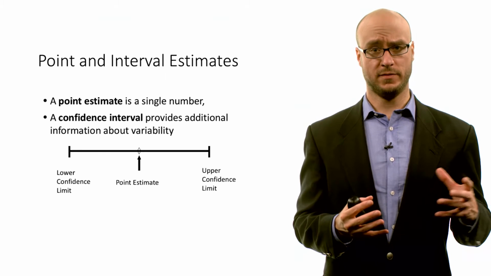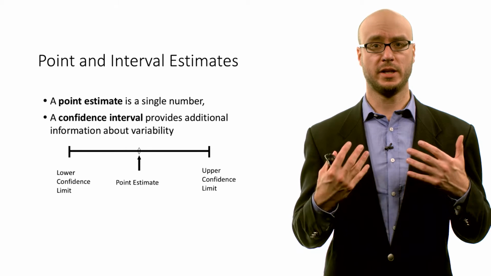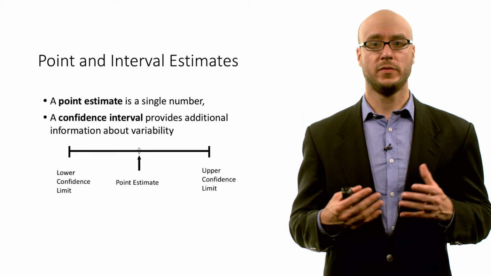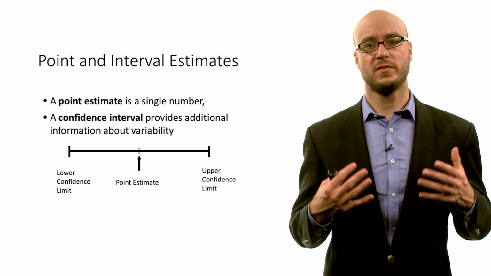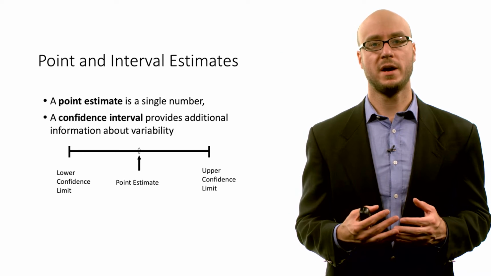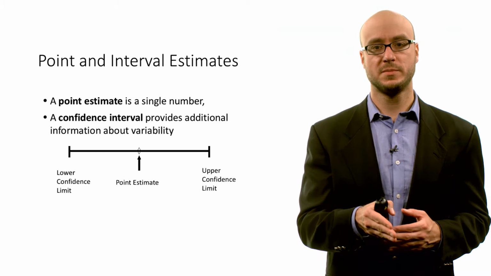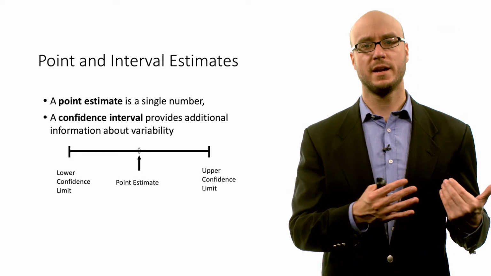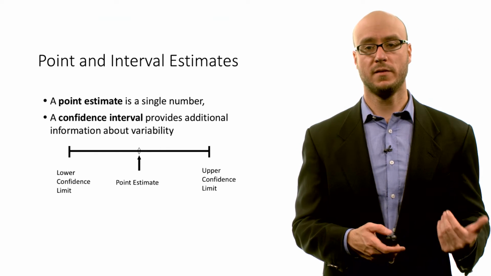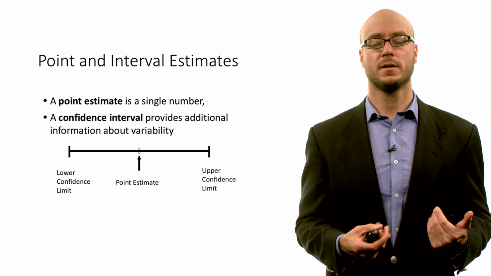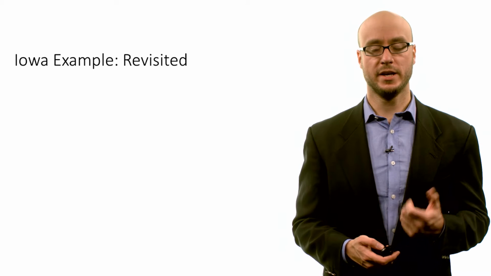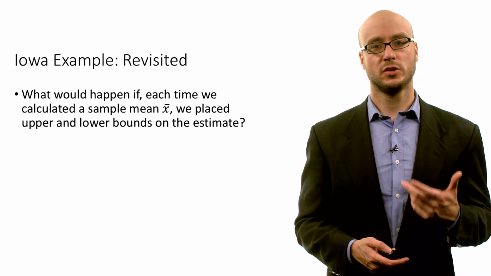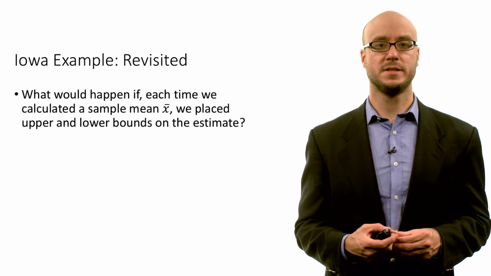Well, we have not only point estimates, but we have something called an interval estimate. An interval estimate is sometimes called a confidence interval. What it does is it provides additional information about variability. So we often have a point estimate, the sample mean, and then we have a range of plausible values, a lower confidence limit and an upper confidence limit. To understand this concept of an interval estimate, let's look at this Iowa census data again.